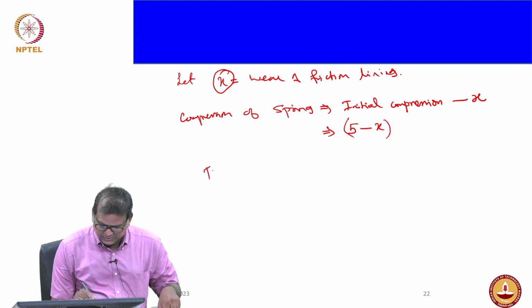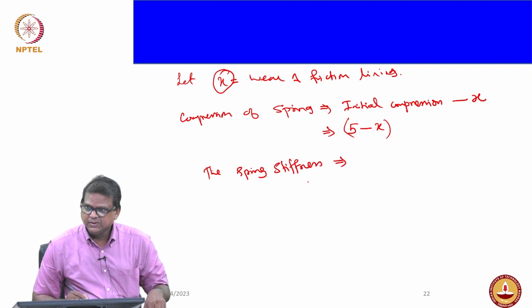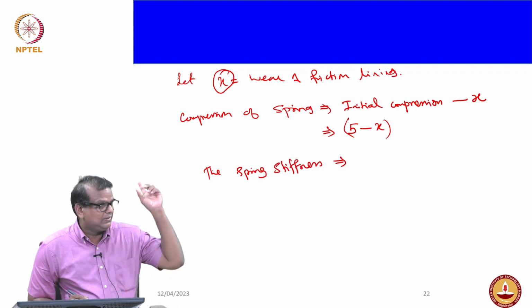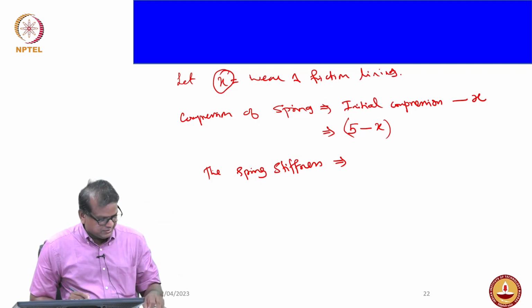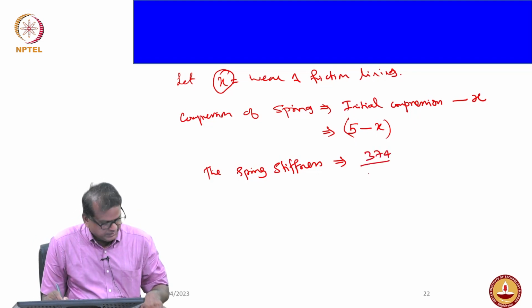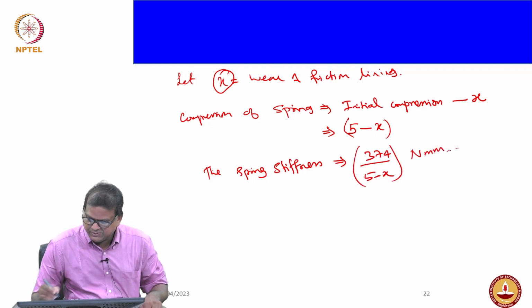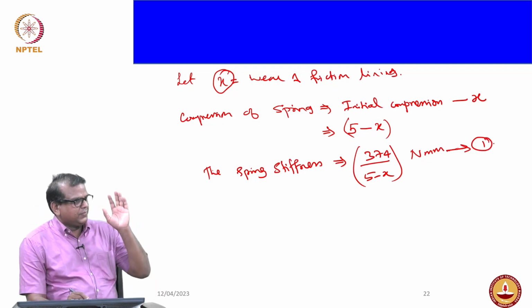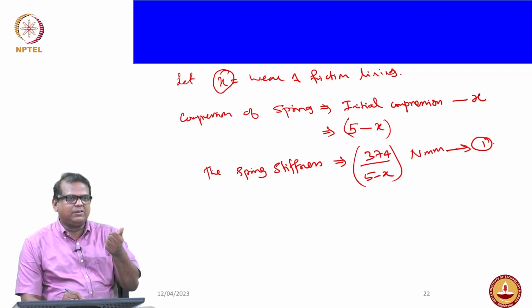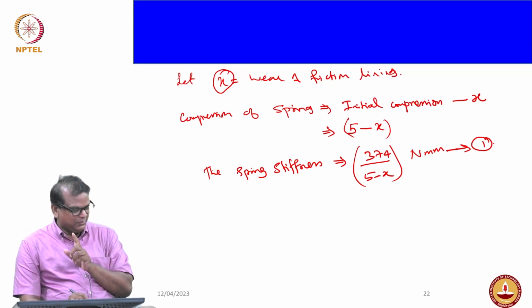So what will the spring stiffness be? The force we got, 374, that is the value. 374 divided by 5 minus x, this is the stiffness, so much Newton per millimeter. We can call this equation number 1. So initially 5 mm is compressed for how much spring force? 800 Newton.